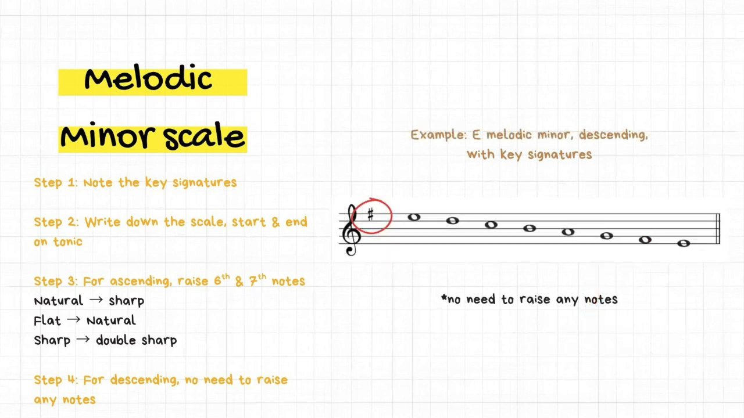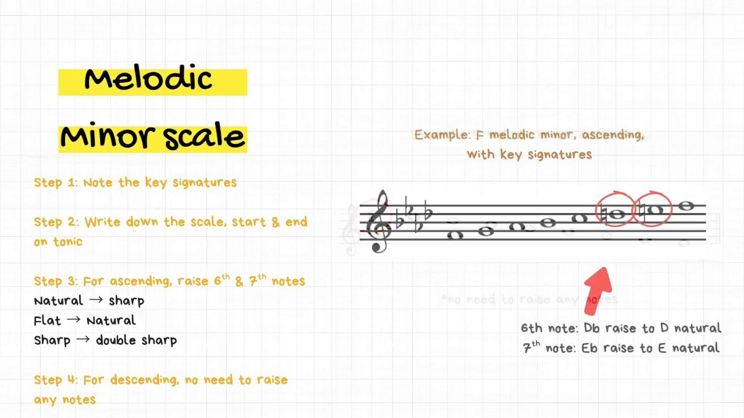In the next example will be E melodic minor descending with key signatures, and as you can see, we don't raise any notes. Now we see F melodic minor ascending with key signatures. There are 4 flats: B, E, A, D flat. The 6th note D flat is raised to D natural, and the 7th note E flat is raised to E natural.